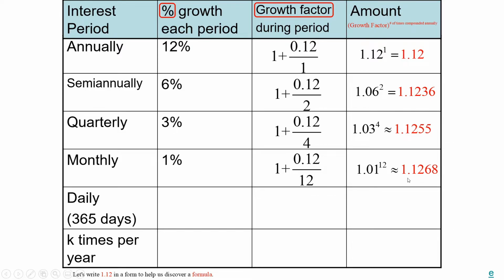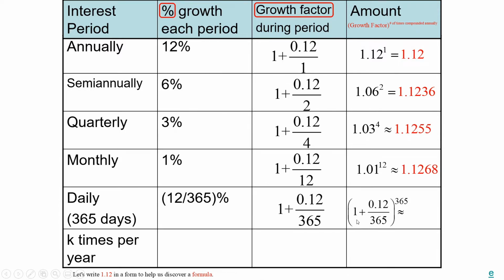1.1268. Right on. Daily. Now, how am I going to write this? Because daily, I'm compounding 365 times a year. So I'm going to write this as 12 divided by 365%. That's going to be my percent growth each period. All right. And now over here, look what I do. 1 plus the 0.12 divided by the 365. Now, if I punch that out, that's going to get all ugly. So I'm going to do my growth factor just like this and do that to the 365th power.